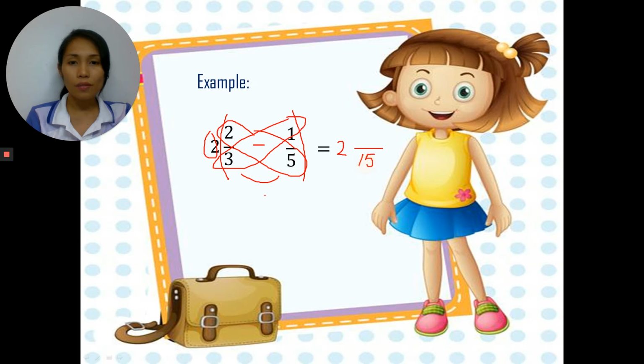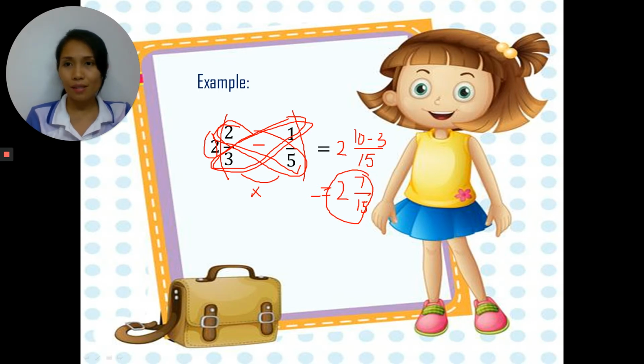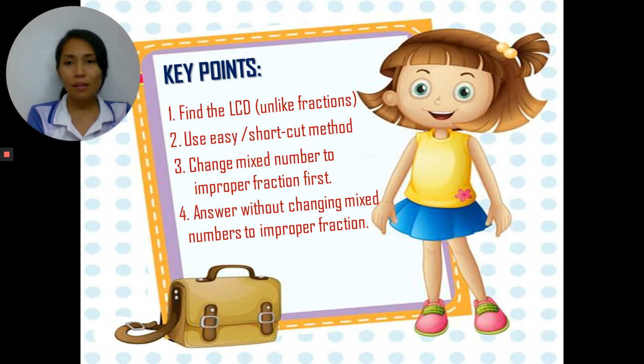5 times 3 is 15. Now 2 times 5 is 10, minus 1 times 3 is 3. So 10 minus 3 is 7. Denominator 15. You see, we got the same answer as what we had a while ago: 2 7/15. So that's the answer. So which one do you think is easier? Is it this one or this one? Changing the mixed number to improper and then subtract, or subtract right away?